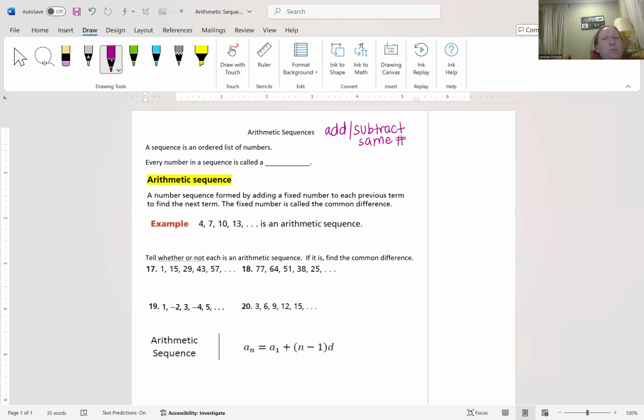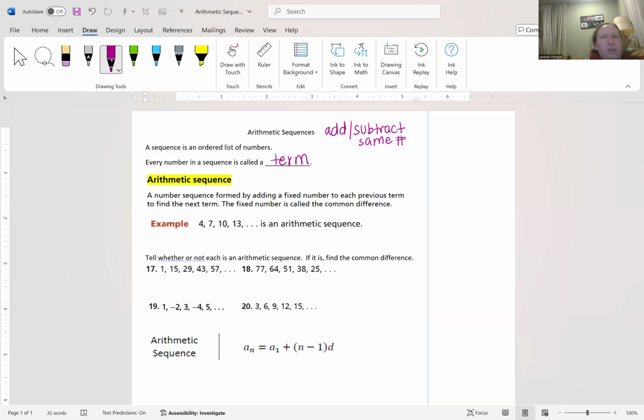So a sequence is an ordered list of numbers. Every number in a sequence is called a term. Okay, we use terms for lots of things in math. Expressions have terms added or subtracted together. Here, when we do sequences, we also call those numbers in the sequence a term.